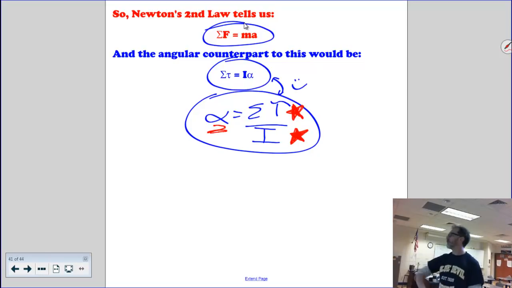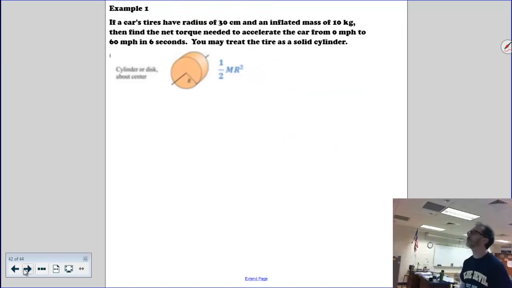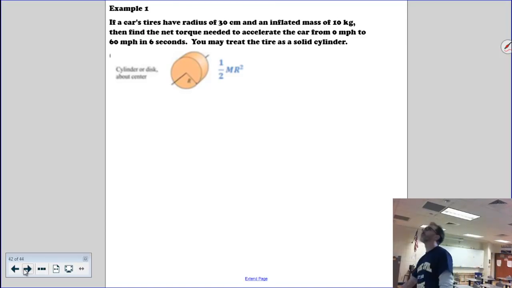And then so the acceleration is dependent on those two things. All right, so probably the best way is just to dive into an example here. In this first example, we're given some information about a car. All right, and so here's what we know.